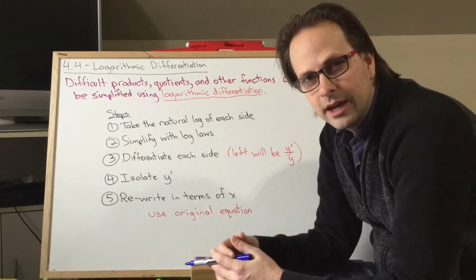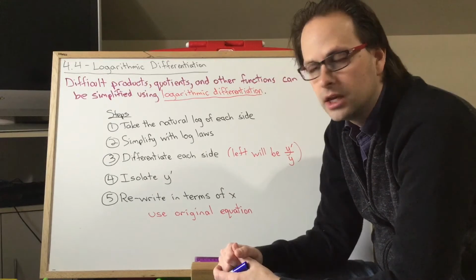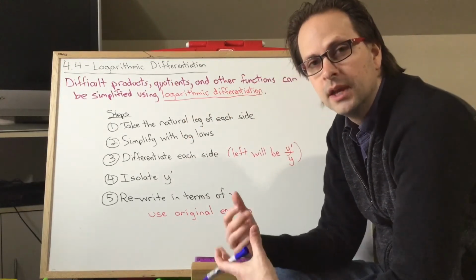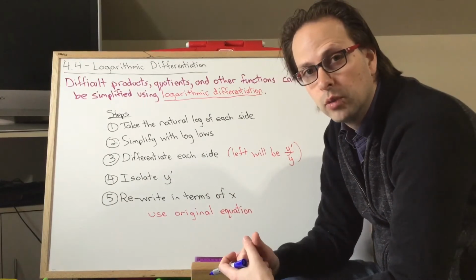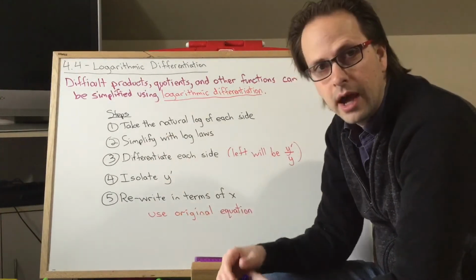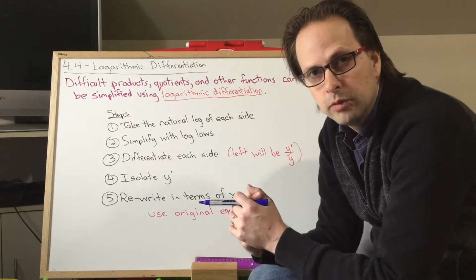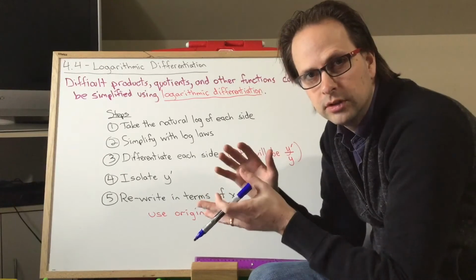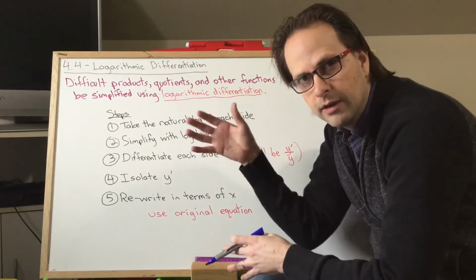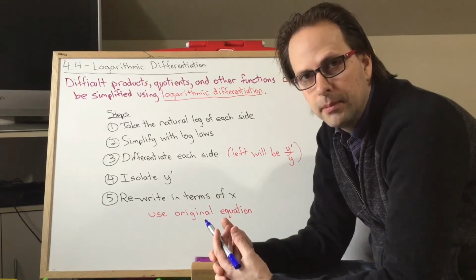What we get out of that last question is that difficult products, quotients, and other functions can be simplified using this technique of logarithmic differentiation. That means inserting logs where there were no logs to begin with. We'll go through a set of steps on how to do that, but I think it's worth mentioning at this point that we've just come out of optimization and related rates, and for each of those I've recommended a 5-step process, and sometimes those steps get all jumbled up.